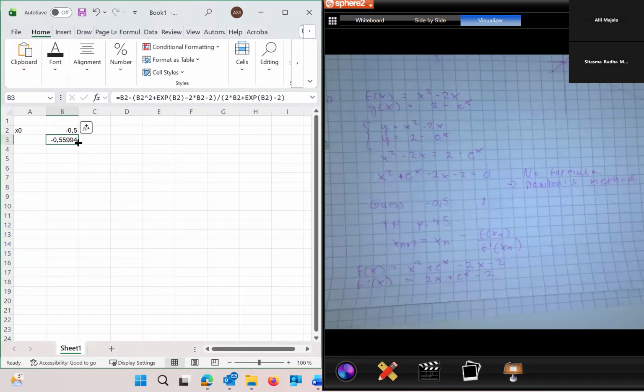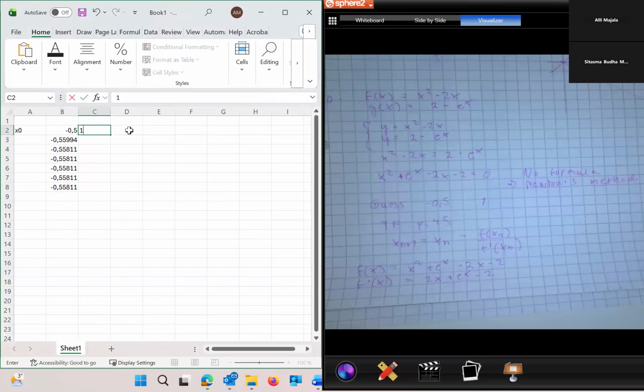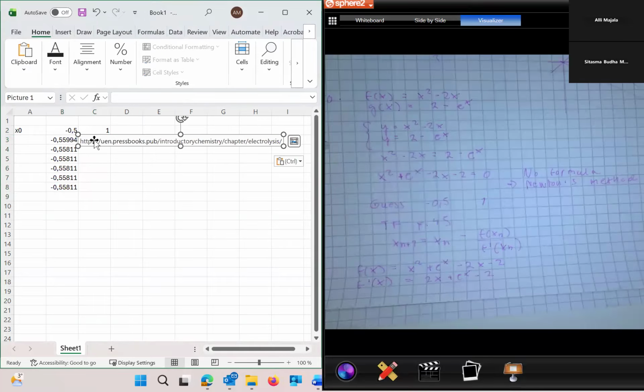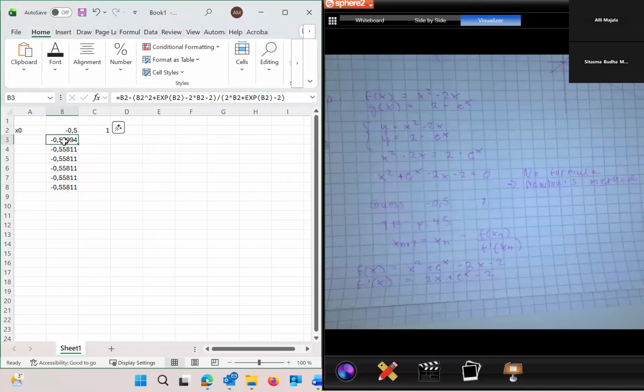And then I just drag it. And it looks like from the next value on, it's the same. So that must be this. Then my other guess was 1. If I copy this here. No. There's something completely different.